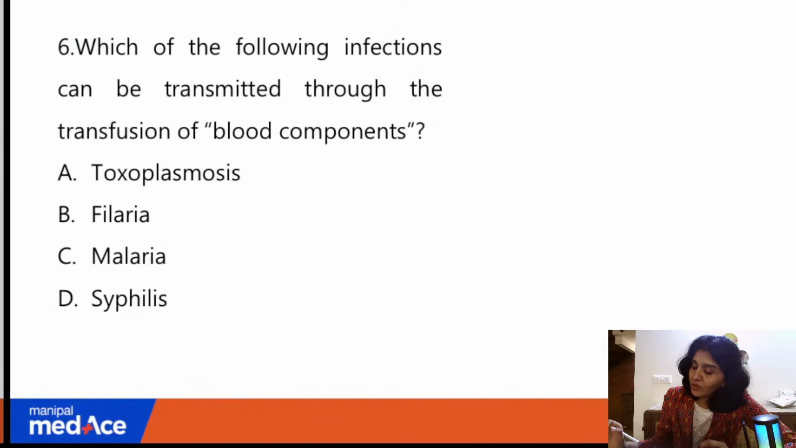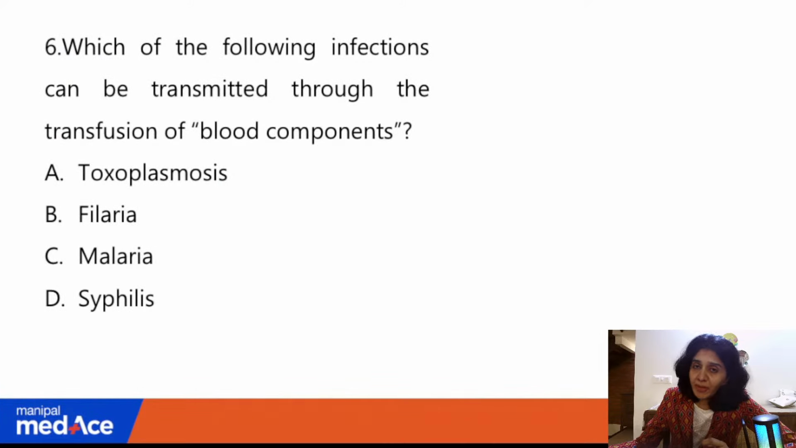So moving on to the next question. Again, this is from patho, but one of you had asked me, so I'm covering it here because there is malaria, filaria. Which of the following infections can be transmitted through the transfusion of blood components? Let us look at the diseases they've given. Toxoplasmosis, which is caused by Toxoplasma gondii. Filaria is caused by filarial worms. Malaria, Plasmodium species. Syphilis, Treponema.